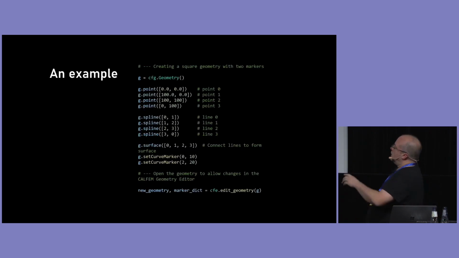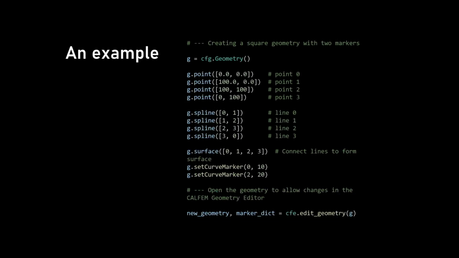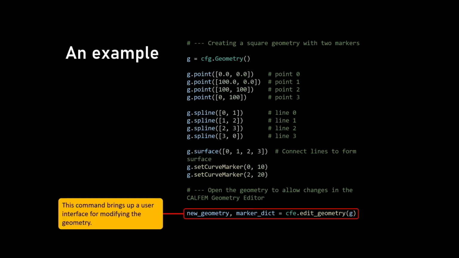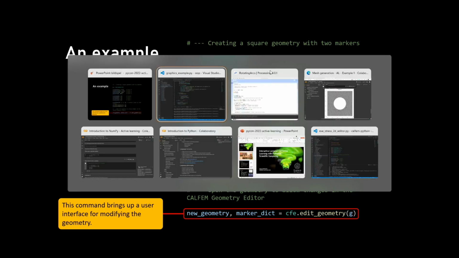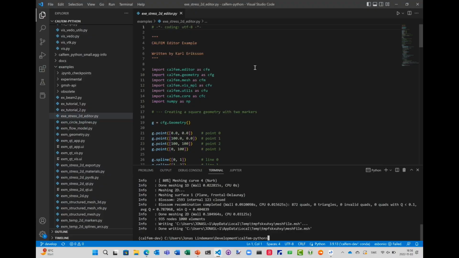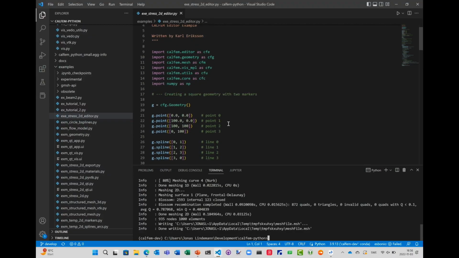So this is a code for defining the geometry. And then at the end here, we have a CFE module, which has a method called edit geometry. So the geometry you created in code, you pass that along to the function, and that will open an editor. So let's see if I can find that one here. Here's a completed example.